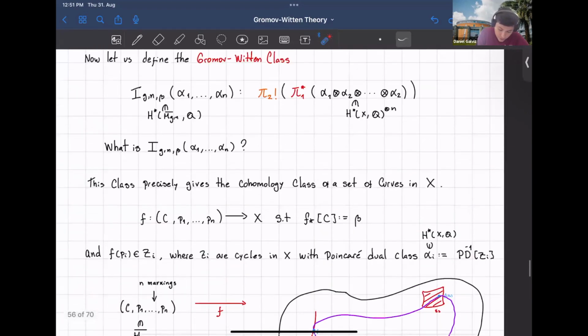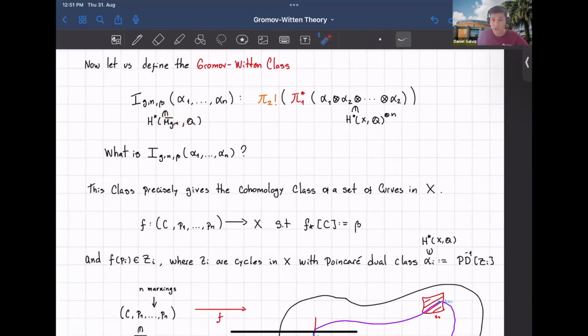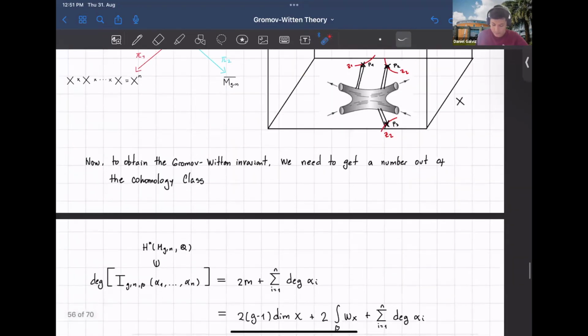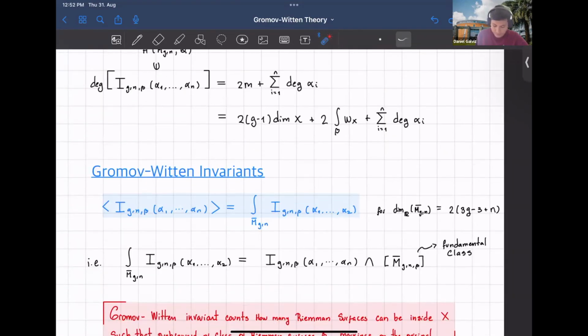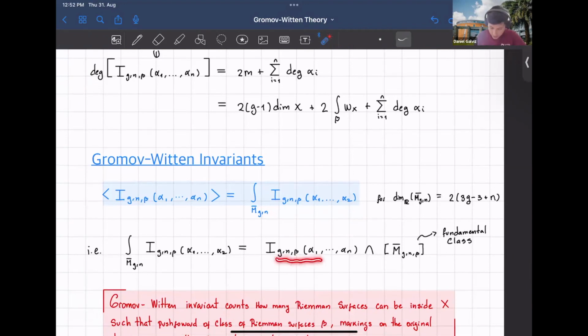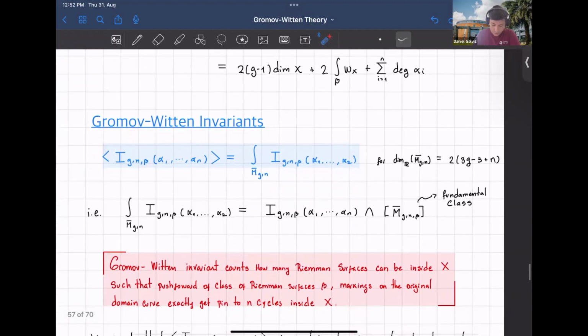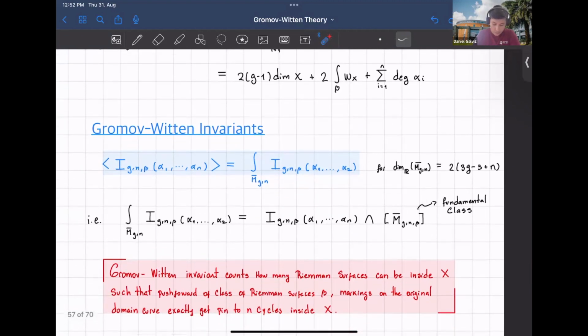This class lives in the cohomology of the moduli space of stable curves. Then you can integrate over the moduli space of stable curves. But remember, you have the restriction on the dimension of the moduli space studied by Deligne-Mumford. And this integral is basically taking the Gromov-Witten class and capping it with the fundamental class of this moduli space. So this is what Gromov-Witten is doing.